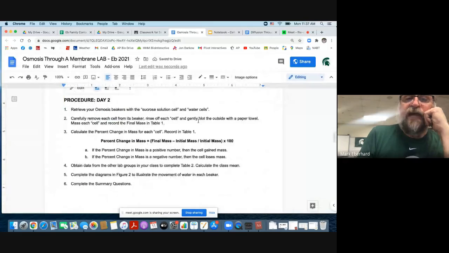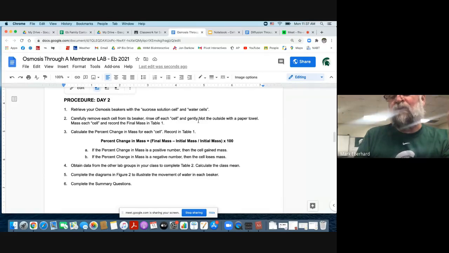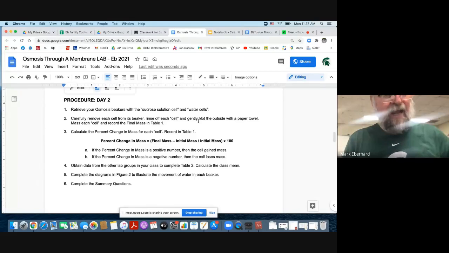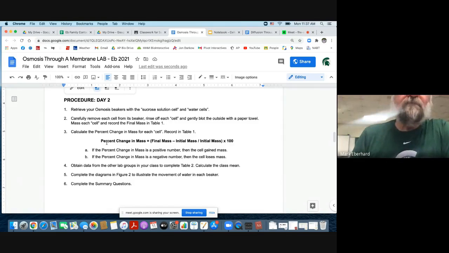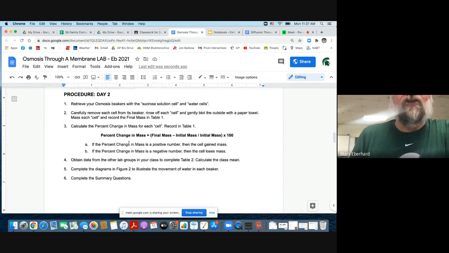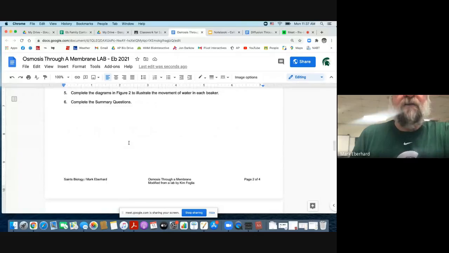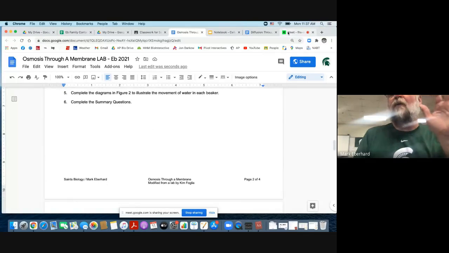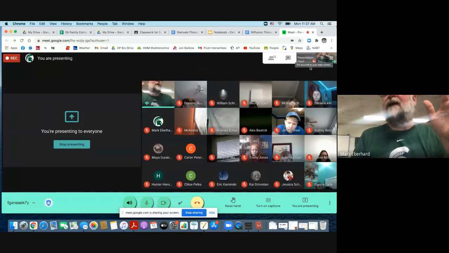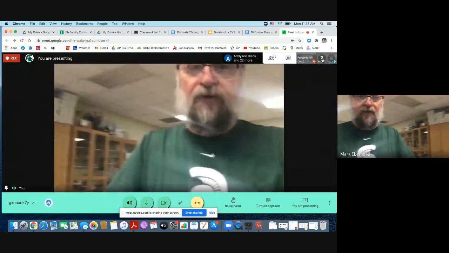Then day 2 would have been, so I set this up on Thursday of last week. It has to sit for at least 24 hours. So this is day 2. This is what we do the next day afterwards, which I did on Friday. You're going to collect the data and you're going to calculate something called the percent change. Okay, so let me show you exactly what we set up. You might want to pin me for a moment just so you get a bigger screen and you can see what's going on.